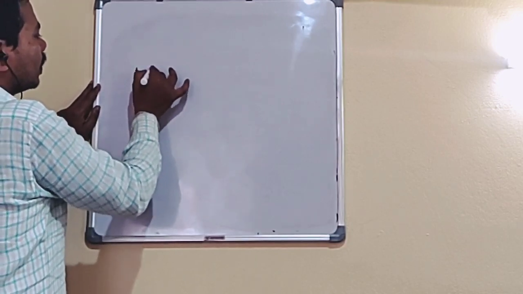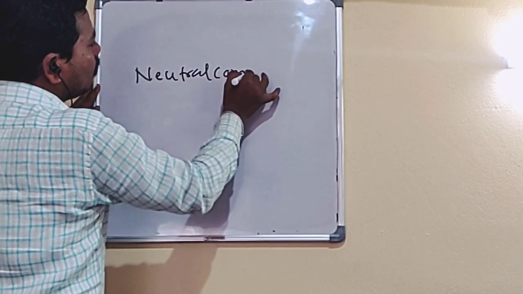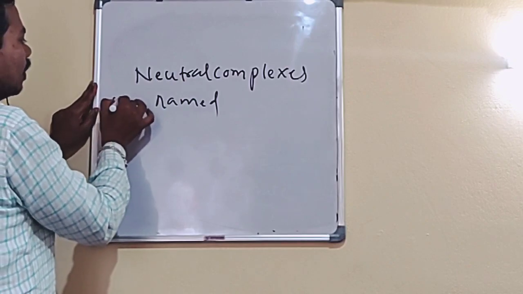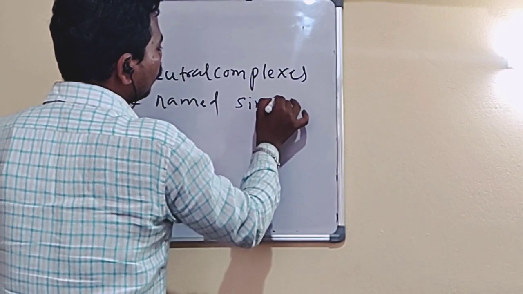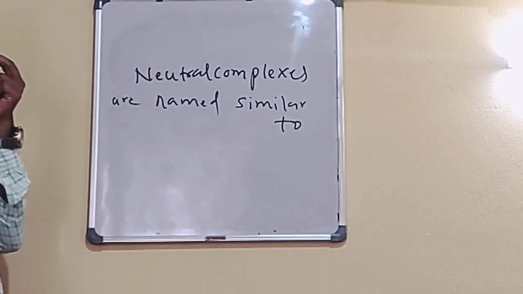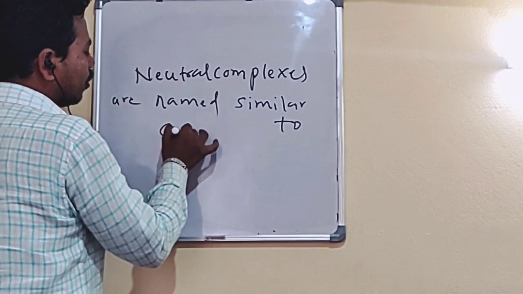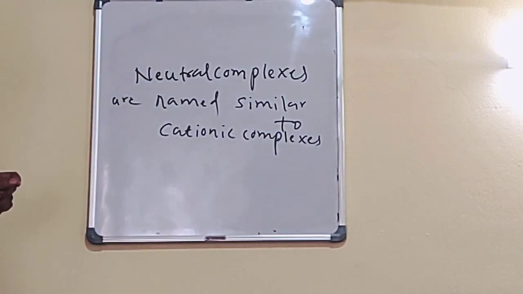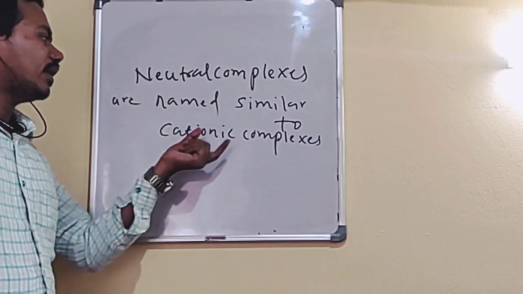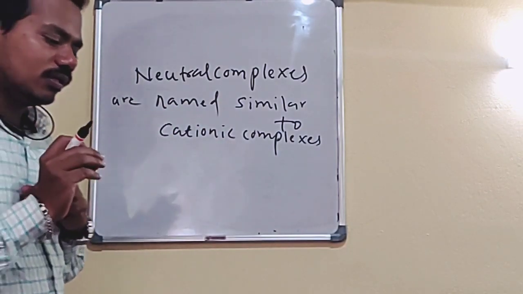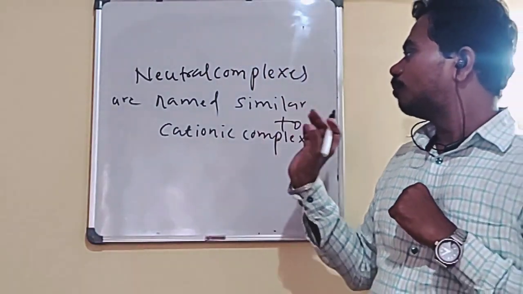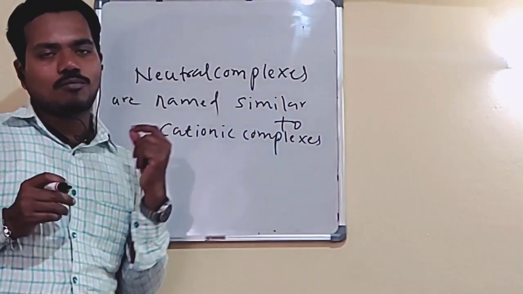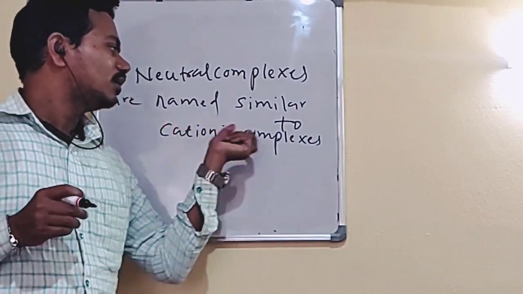Here, neutral complexes are named similar to cationic complexes. The way we name cationic complexes, in the same way we name neutral complexes. Yes, the neutral complexes are named similar to cationic complexes.